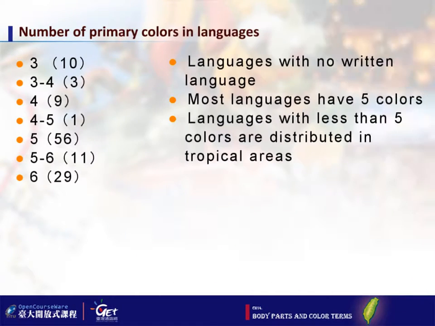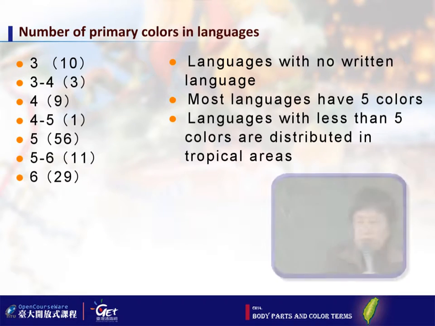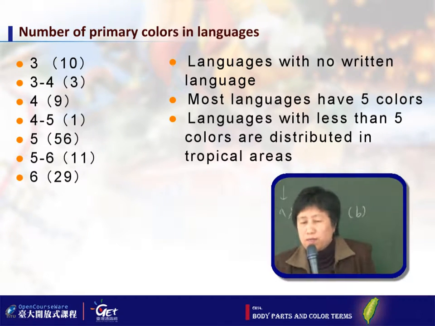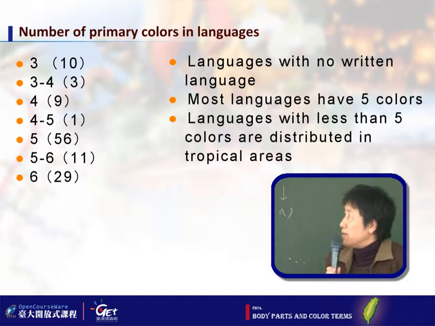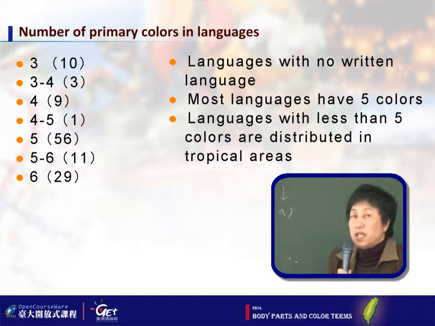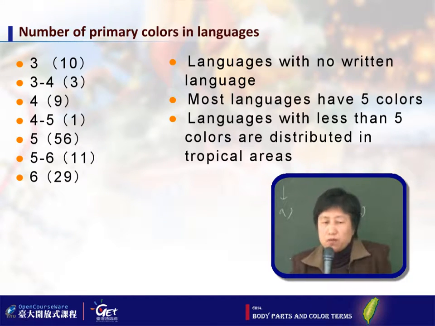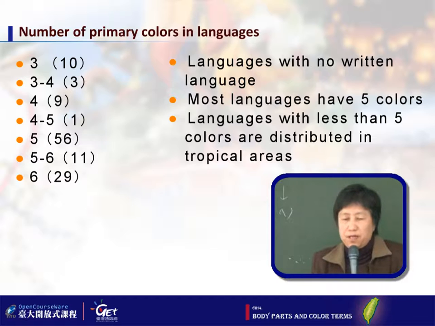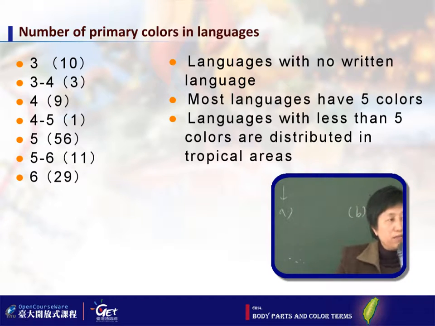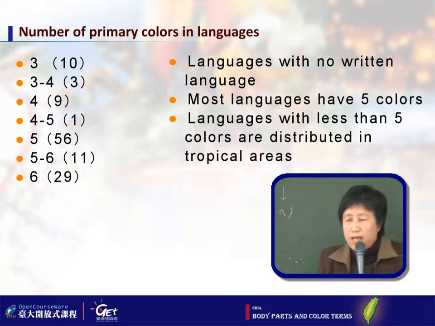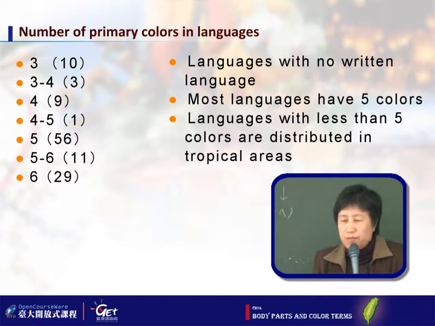So the survey is done. All these languages surveyed have no written language. They depend on the spoken language. And the survey showed that most languages would have 5 color terms. You can see 56, more than half of them, would have 5 color terms.